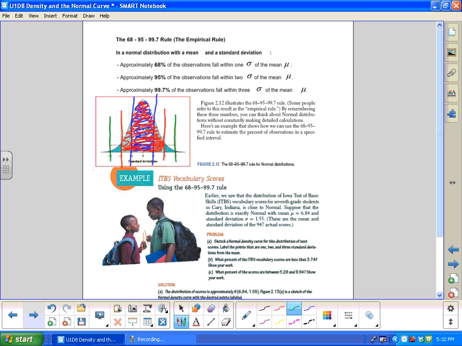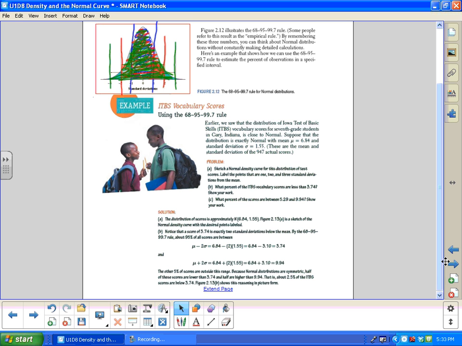So that means all of this total area that I'm shading here in green is 99.7% of the total 100% area underneath the curve. And that's some pretty ugly colors right there. And so what we can do is we can find the percent of observations between certain values using this rule. This is how we're going to apply it. So we have this example down here.